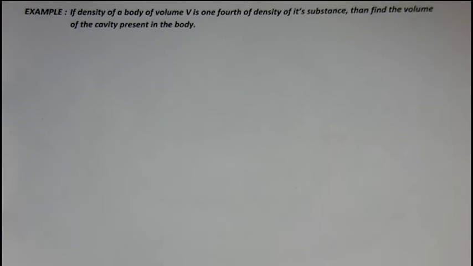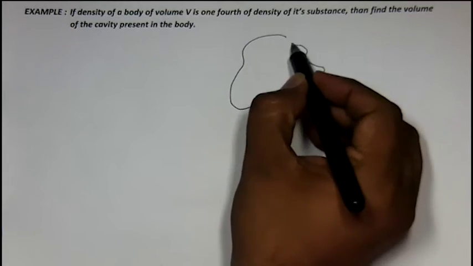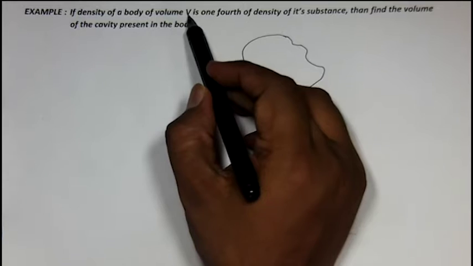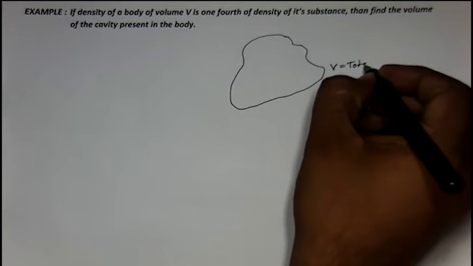If density of a body of volume V is 1/4 of density of its substance, then find the volume of the cavity present inside the body. Suppose we have a body, its volume is given V, so total volume is V. V is total volume of the body.